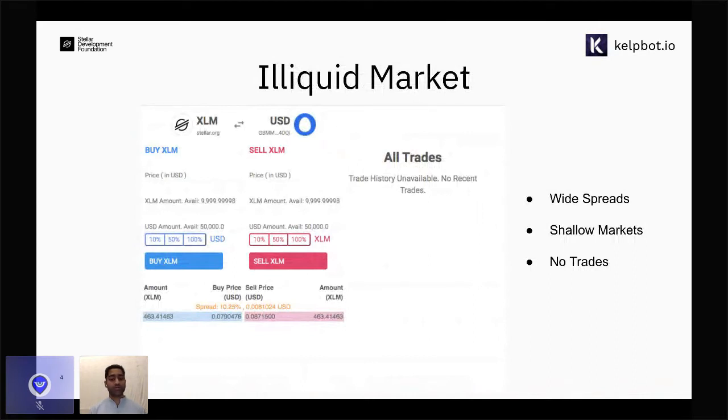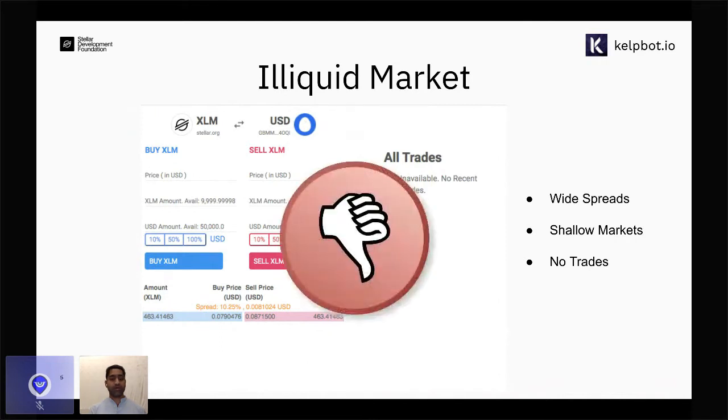You have shallow markets, so it's really hard to move a lot of money around in this market or do larger trades because you'll get a lot of slippage. And as you can see on the right-hand side, there's no trades as a result of this illiquid market. So I think it's very important to have a liquid market, and for that reason, this is bad.